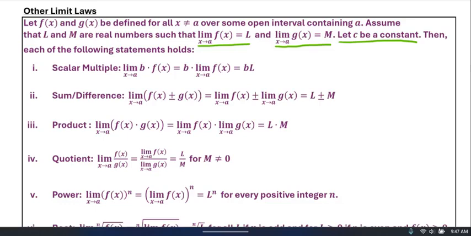So the first one is called scalar multiple, basically saying if you take the limit of a function with a scalar multiple, that scalar multiple can be pulled out front and multiplied by the value of the limit later. Same is true for sum and difference here. We're saying that if we take the limit of two functions being added together, you can actually take the limits independently and add or subtract them later. It's also true for the product and the quotient, that you can do the limits first and then do the multiplication and division later. You need to be careful in the quotient rule, of course. You can't have a limit of 0. That's the one exception. You can't divide by 0.